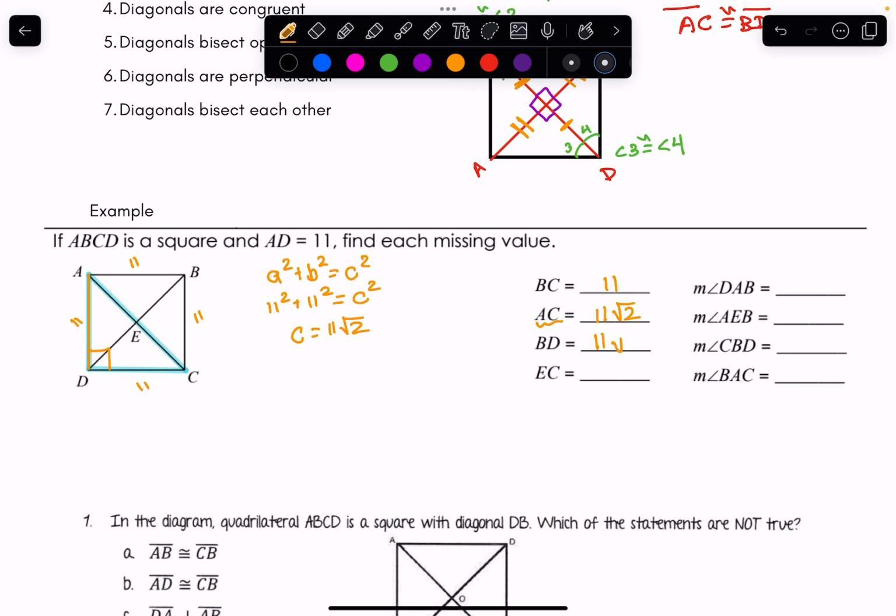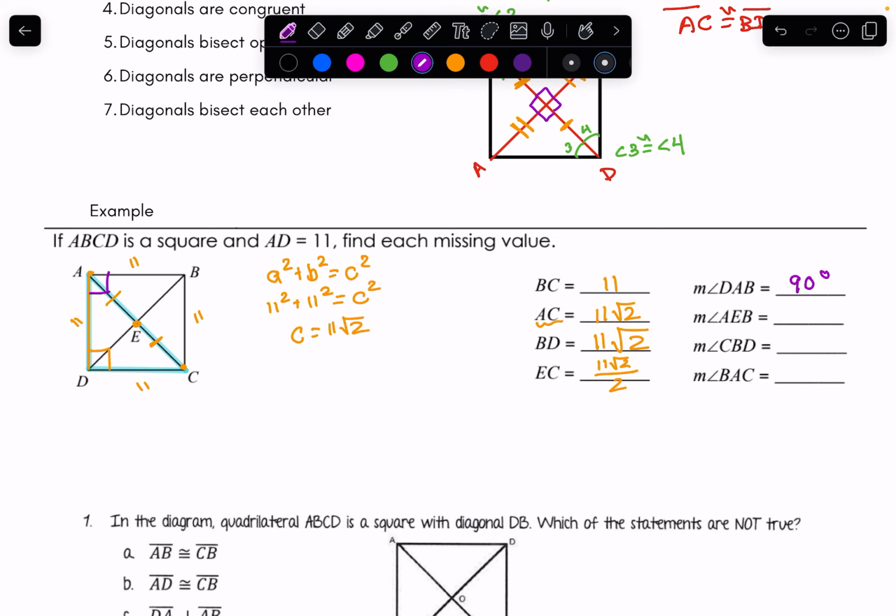And because we have a rectangle, we know that the diagonals are congruent. And we know that because this is a parallelogram, these diagonals bisect each other. So your EC would be half of your diagonal. Now, if we look at the angles, if we look for DAB, that's this angle, which we know is 90 degrees because it's a right angle.